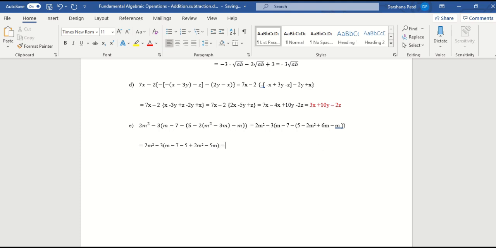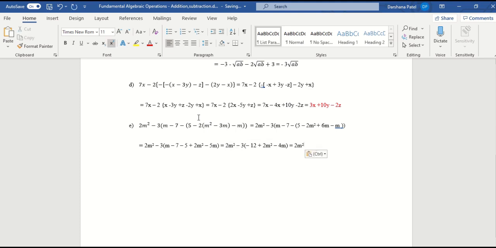Further then, we can take away the next bracket, or what we can do is simplify within the bracket. So within the bracket now, m minus 5m will simplify to negative 4m, minus 7 minus 5 will simplify to negative 12. So minus 7 minus 5 will give us negative 12, m minus 5m will give us negative 4m, 2m square will remain the same.